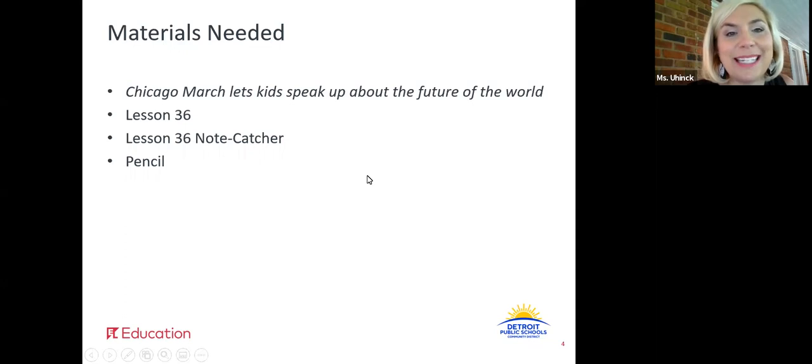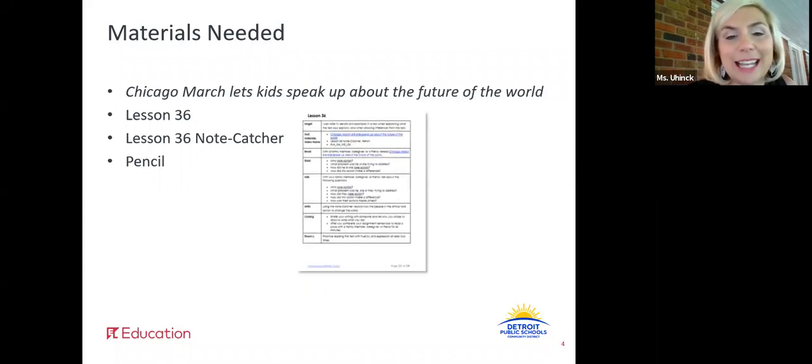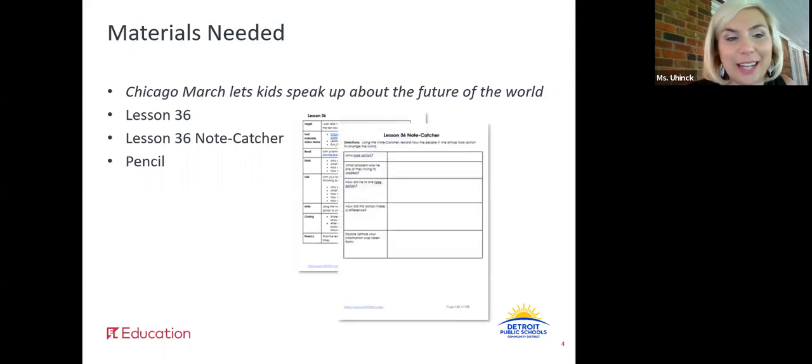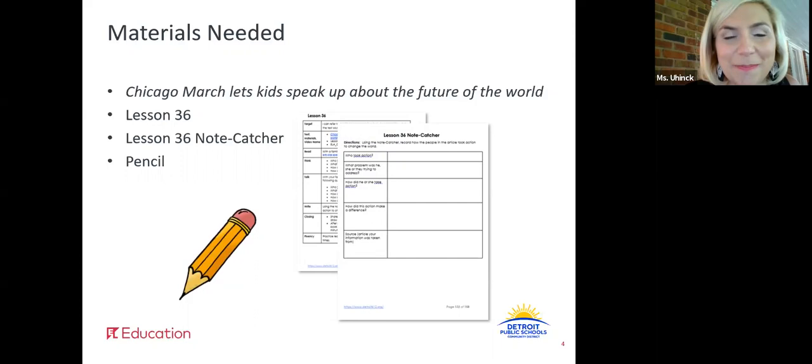All right, materials we're going to need today. You'll need your text, Chicago March Lets Kids Speak Up About the Future of the World. You're going to need lesson 36 and your lesson 36 note catcher, along with a sharpened pencil. All right, pause this again. Go grab your materials and be right back. All right, we have our materials, which are our tools we need today.